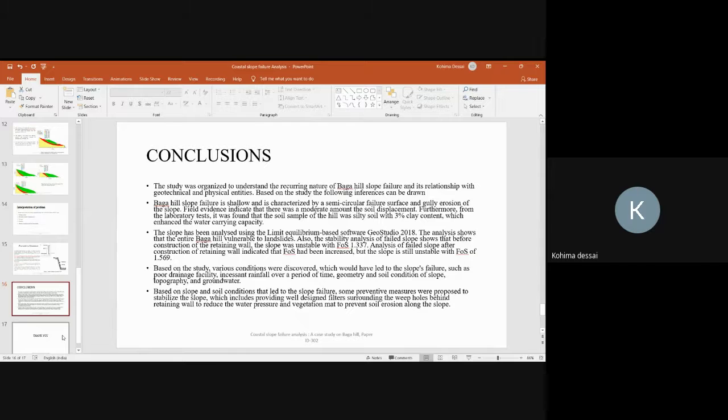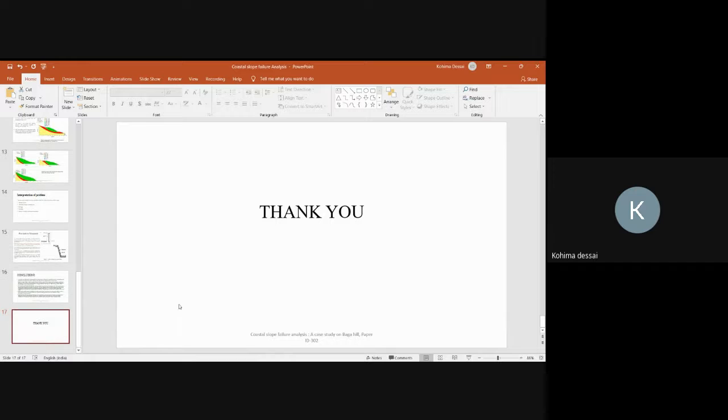So after interpretations of the various reasons for the slope failures, some remedial measures like providing proper drainage to the slope, and to control the erosion, some preventive measures were suggested. Thank you.